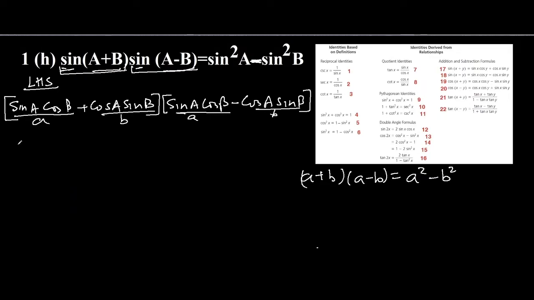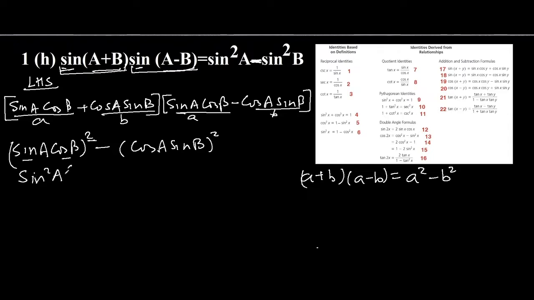So it will be (sine A cos B) square minus (cos A sine B) square. So this square can be applied to these both parts individually because they are multiplying, so it will become sine square A cos square B minus cos square A sine square B. Now look at your RHS.